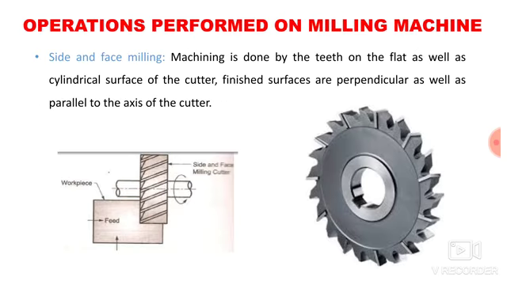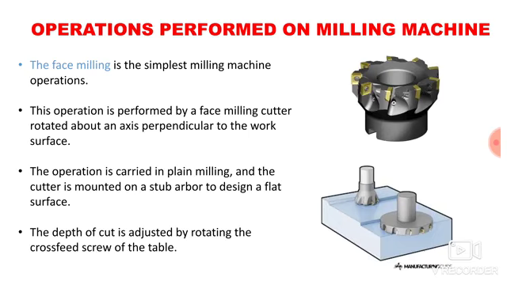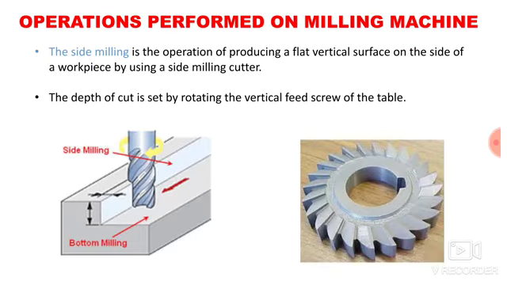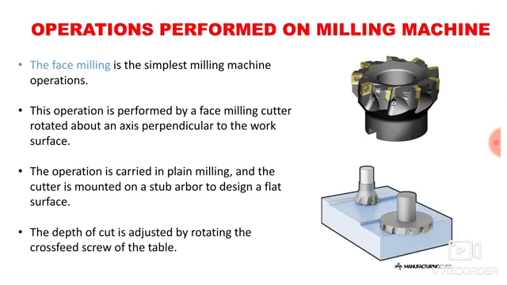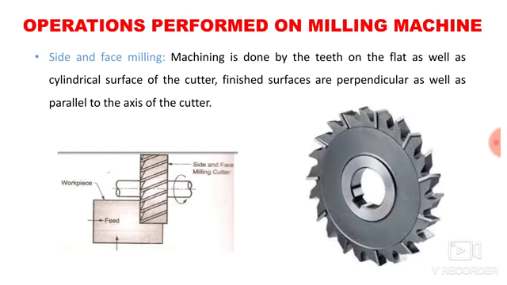The next operation is side and face milling. Here we are combining two different operations. In an earlier slide we discussed side milling, and before that we discussed face milling. Now we are combining the two operations, that is side and face milling. Machining is done by the teeth on the flat as well as the cylindrical surface of the cutter. Finished surfaces are perpendicular as well as parallel to the axis of the cutter.